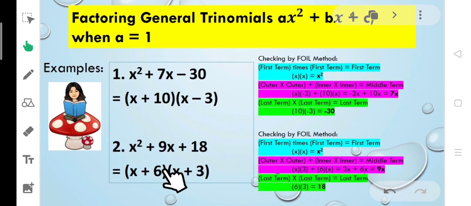x times x, x squared. 6 times 3 is 18. Adding 3 and 6 will get 9. So we're going to do that when the trinomial is in this form, when a is equal to 1.